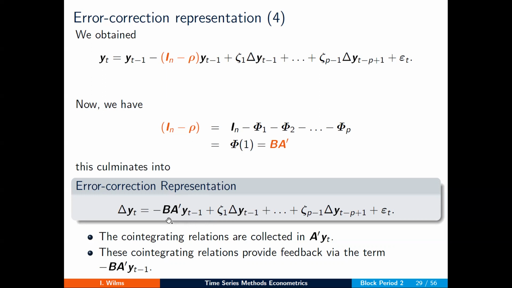And matrix B captures the adjustment coefficients of each series in the model, namely how the short run dynamics are corrected or adjusted back towards the long run co-integration relations. Now we will intensively work with this error correction representation next week, and we will crucially see that we can determine the co-integrating rank from the reduced rank of these matrices in front of this guy over here. More on that next week.